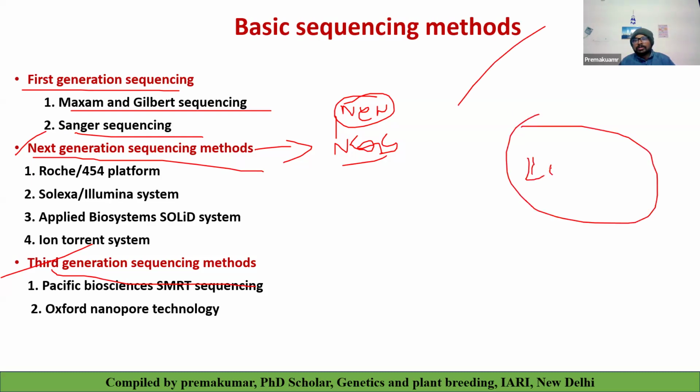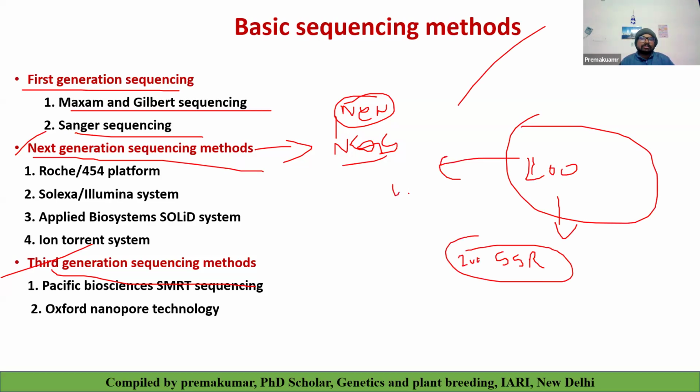For example, you have 200 mapping population. Then you have to screen with SSR markers; at least you need to go through 200 SSR markers. It's very, very difficult. Then you go for the genotyping by sequencing method, where you genotype all 200 individuals by Illumina sequencing. Then you generate SNPs, and it is highly automated.